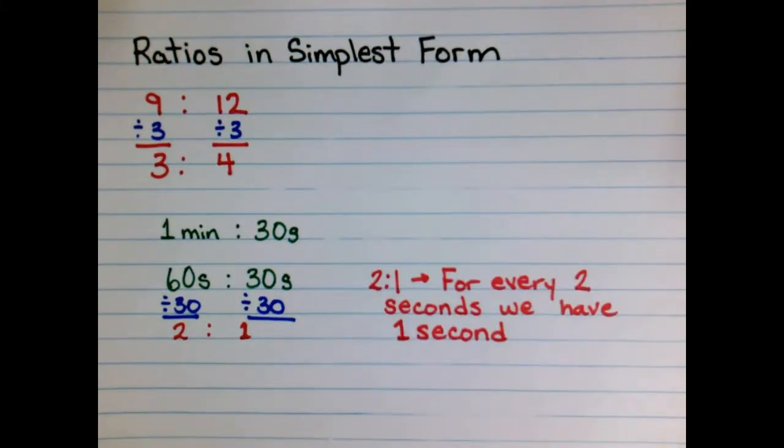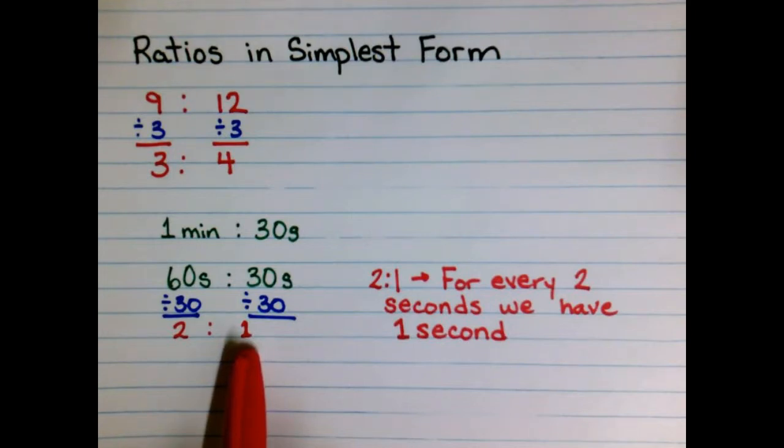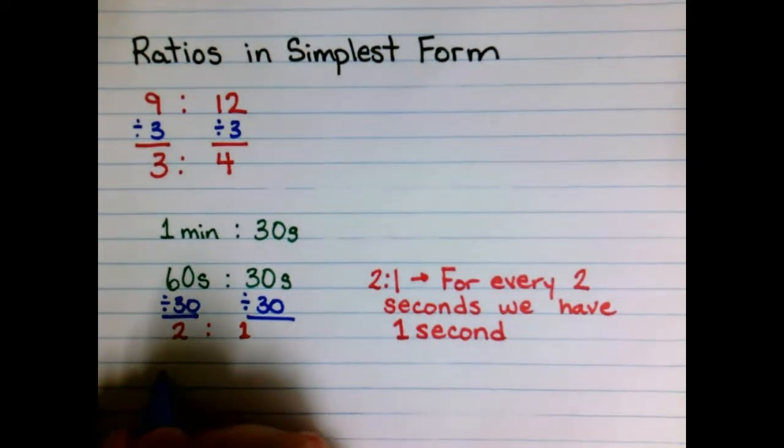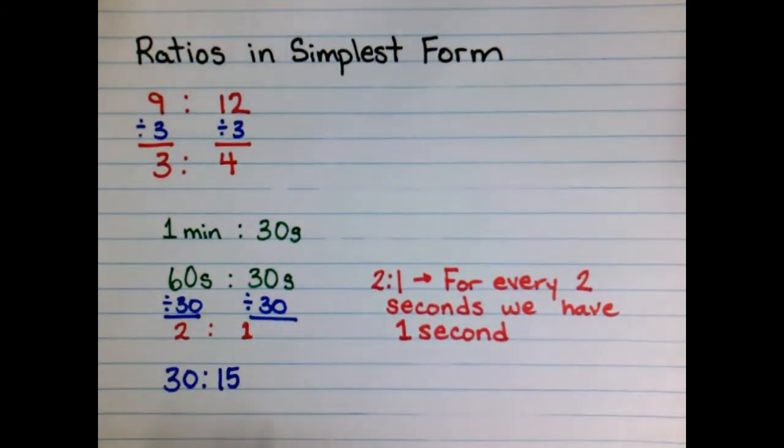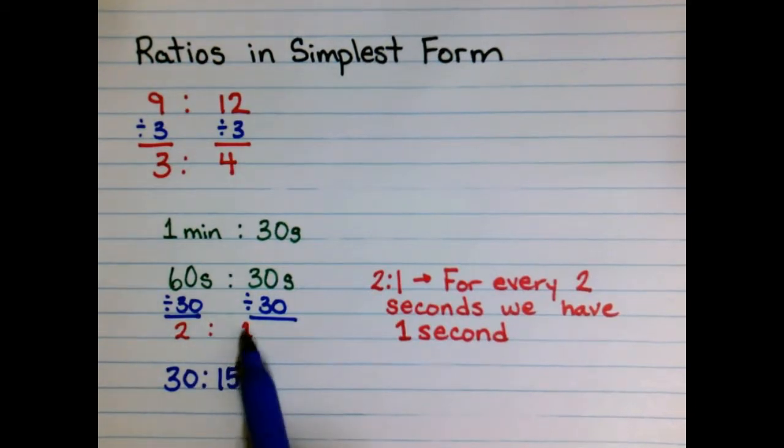So if we look at the 2 to 1 ratio, we can find equivalent ratios by finding any ratio where the second number is half of the first number. So if we take, for example, the number 30 to 15, this ratio would be equivalent because if I take the 1 multiplied by 15 to get the second number, I take the 2 multiplied by 15, we get 30.